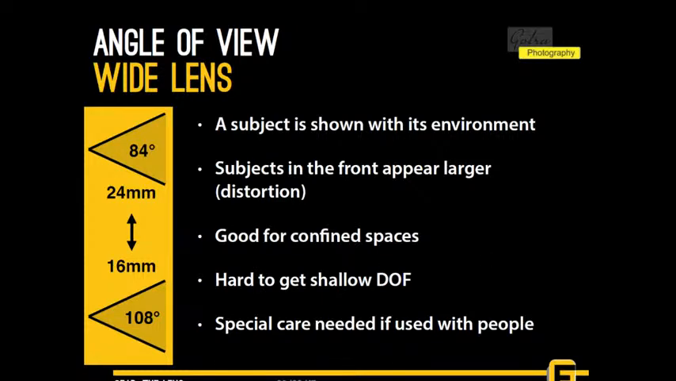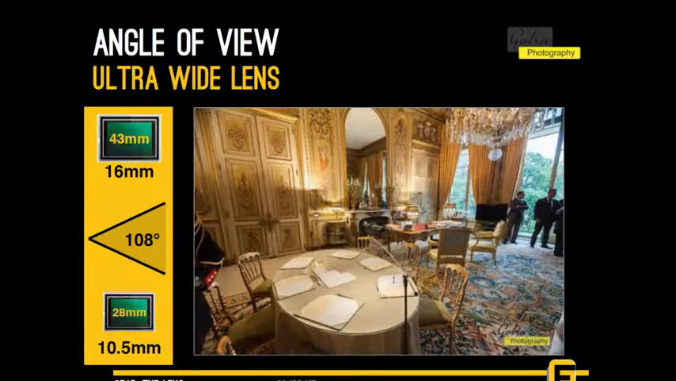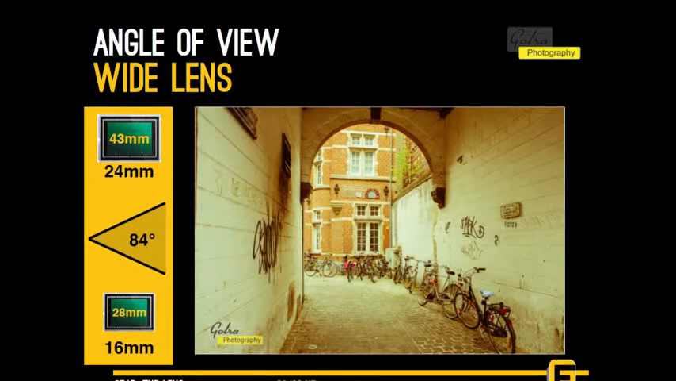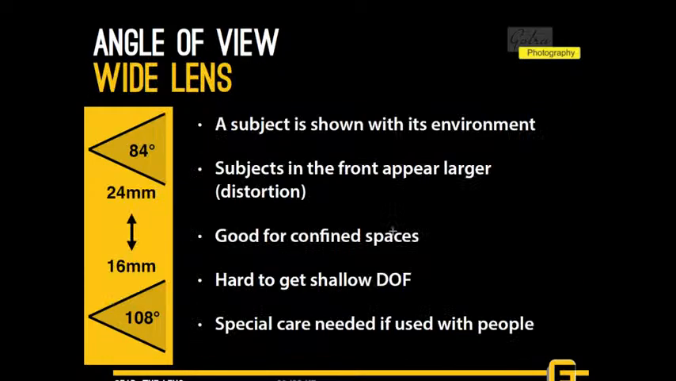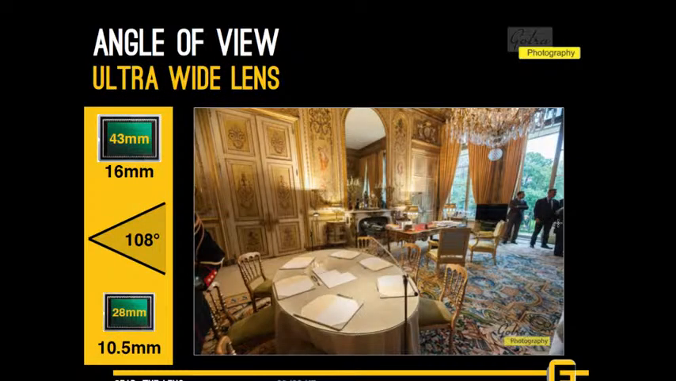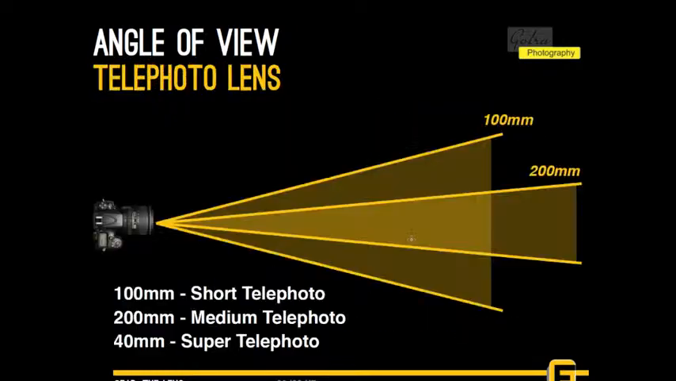portraits. Never take a picture of a person or a portrait with a wide angle. It's hard to get shallow depth of field. You don't get a shallow depth of field, because there is usually no depth of field. There is, but not too much. That effect you won't get. Special care is needed if you use it with people. Make sure not so many people are in the scene, otherwise they will look flat.